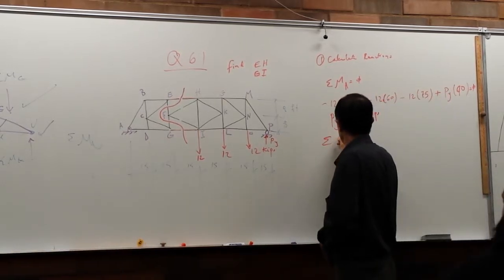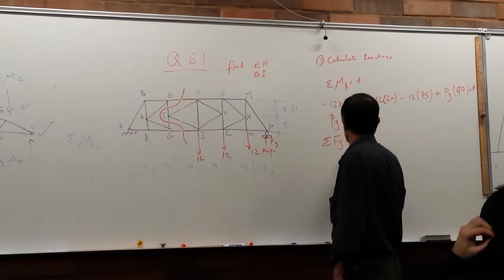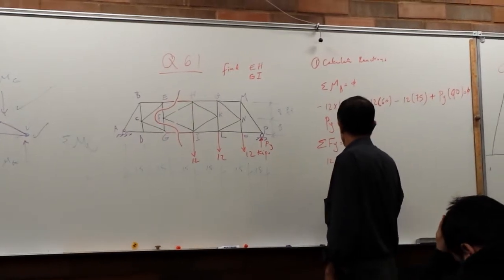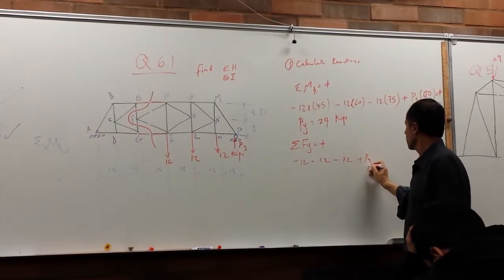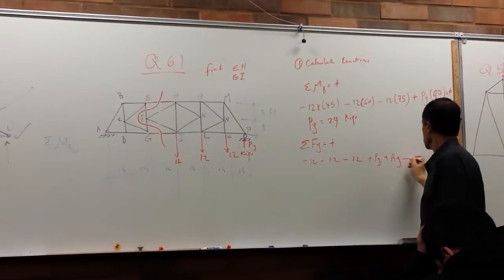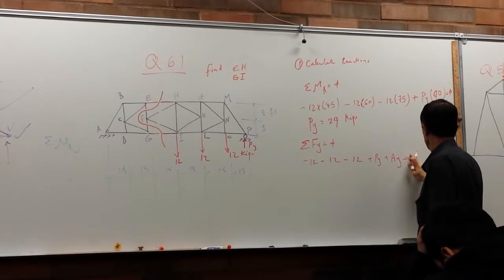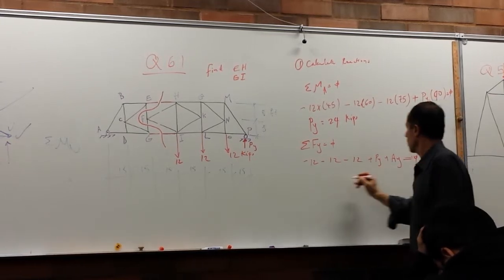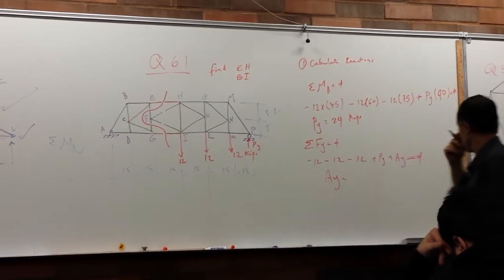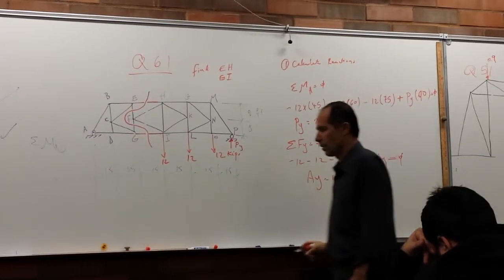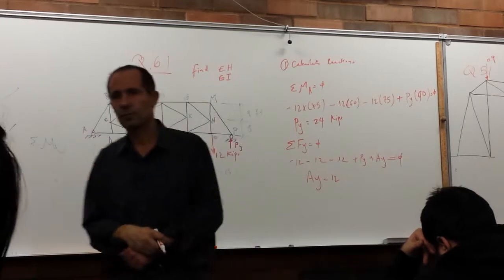And sum of forces on y equals 0. I have a 12, 12, 12, 3 negatives. Py is positive, Ay is positive, equals 0. So Ay equals... we said 24, 12. Correct? Correct.